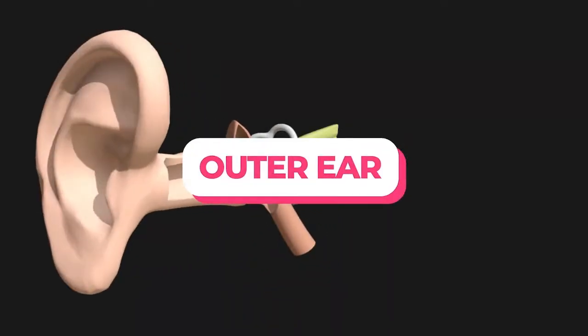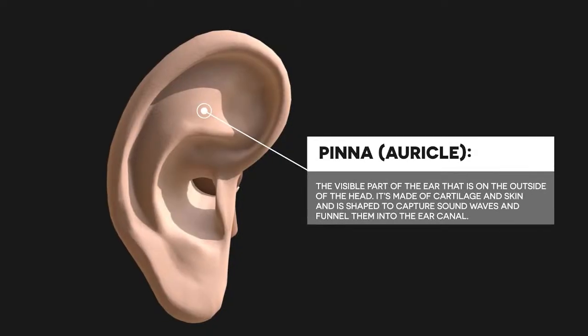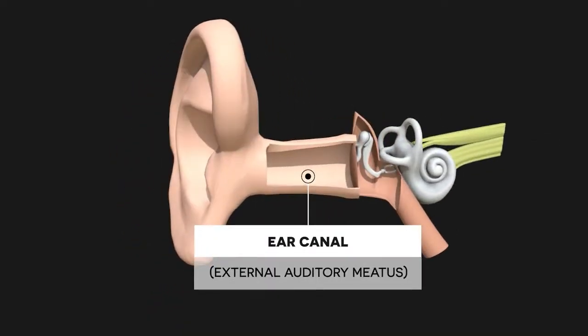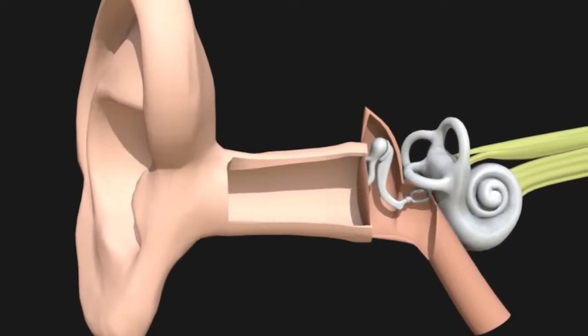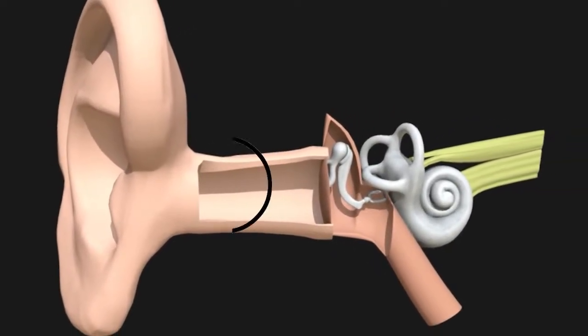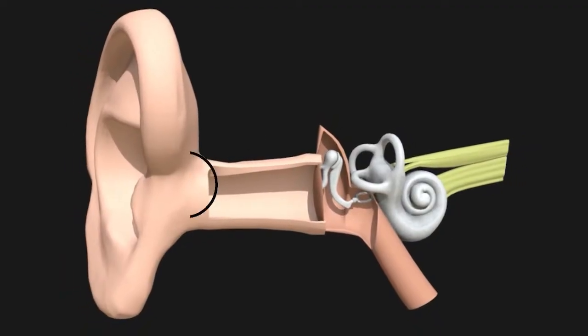Outer ear. Pinna, or auricle, the visible part of the ear that is on the outside of the head. It's made of cartilage and skin and is shaped to capture sound waves and funnel them into the ear canal. Ear canal, or external auditory meatus, a tube-like structure that leads from the pinna to the eardrum. It helps to further direct sound waves towards the eardrum.